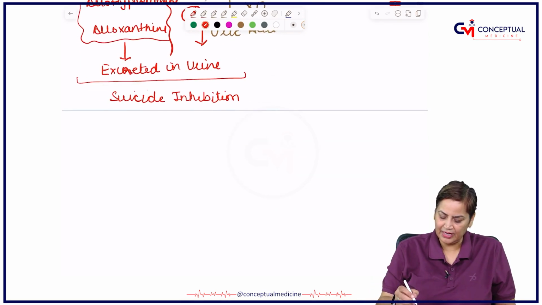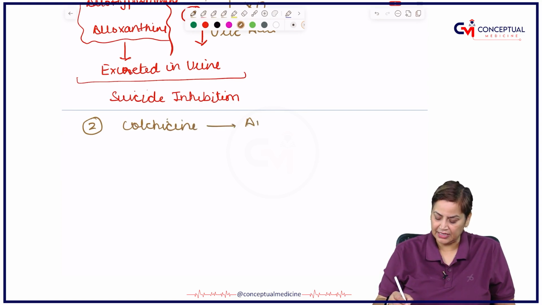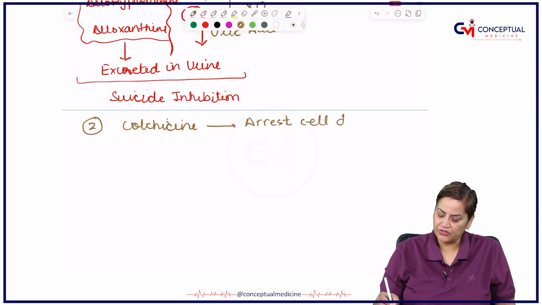And the second one is colchicine. This colchicine, which can arrest cell division, can also treat gout.